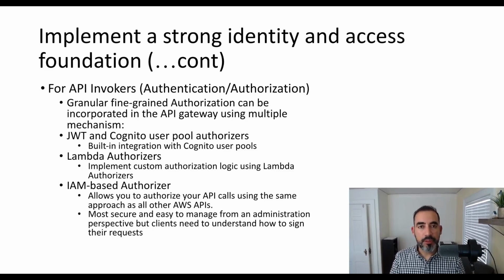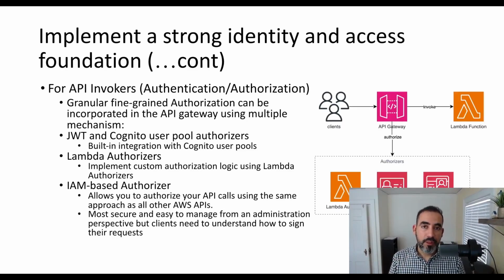But what about the API invokers, the clients, the users who would be invoking your API methods? For that, API Gateway provides us multiple options, and the first one is being able to integrate with Cognito. Cognito, being a native AWS service, has built-in integration with API Gateway. All we need to do is configure and specify the pool that should be used for authorization, and we just create a Cognito authorizer and specify the pool that it should be using.